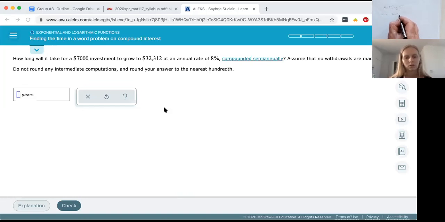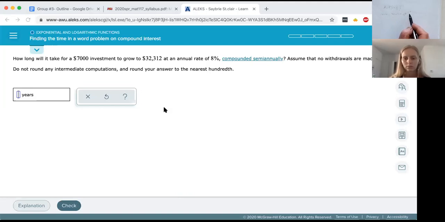And then you got that 1 plus the percentage rate, 0.08. And then compounded semi-annually, that's twice. And then up here, 2T. Can you see that? Does that make sense where I got all those numbers? And the 2 is just from twice a year again? Yeah, semi-annually.